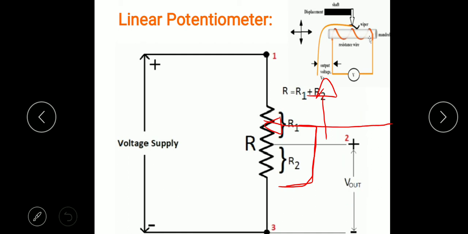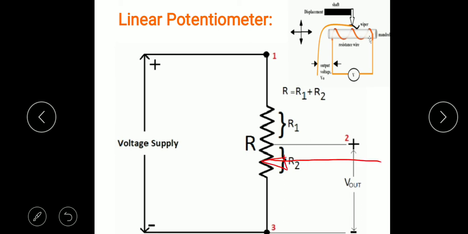Okay, the same way, if the wiper is moving downward due to the movement of the shaft again, and if the wiper is coming at this place, then you can see the R2 value is minimum. So the R2 value is minimum here. In that way we can say the resistance R2 value will change with the movement of the wiper upward or downward; the R2 value will change when the wiper moves toward 3 or 1. This is the simple way.